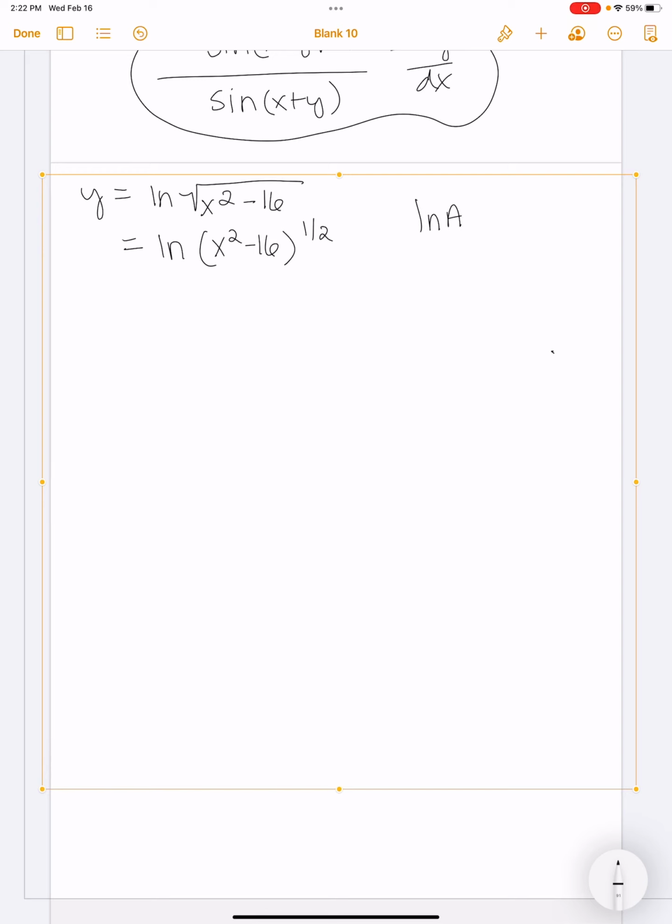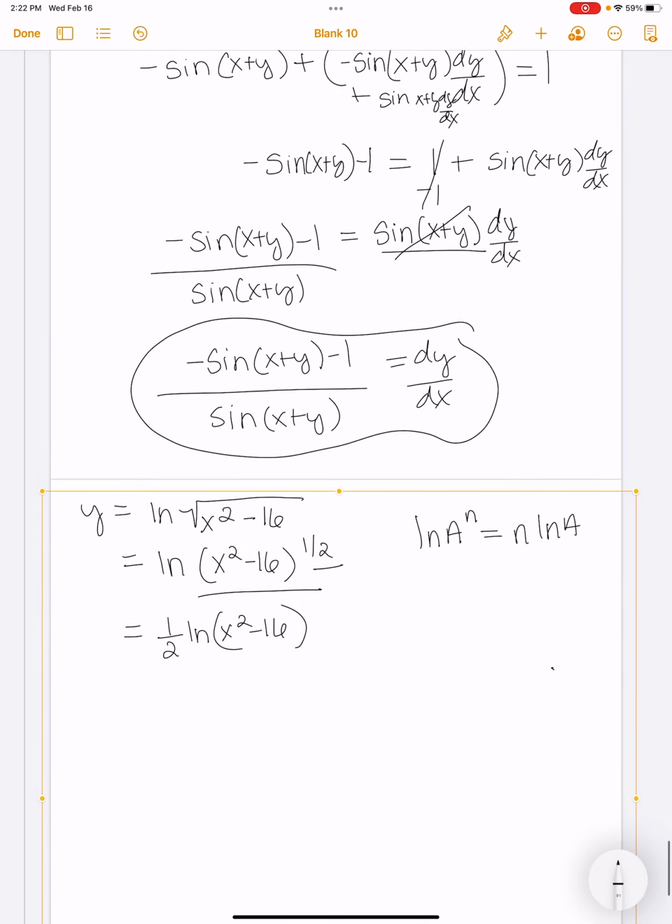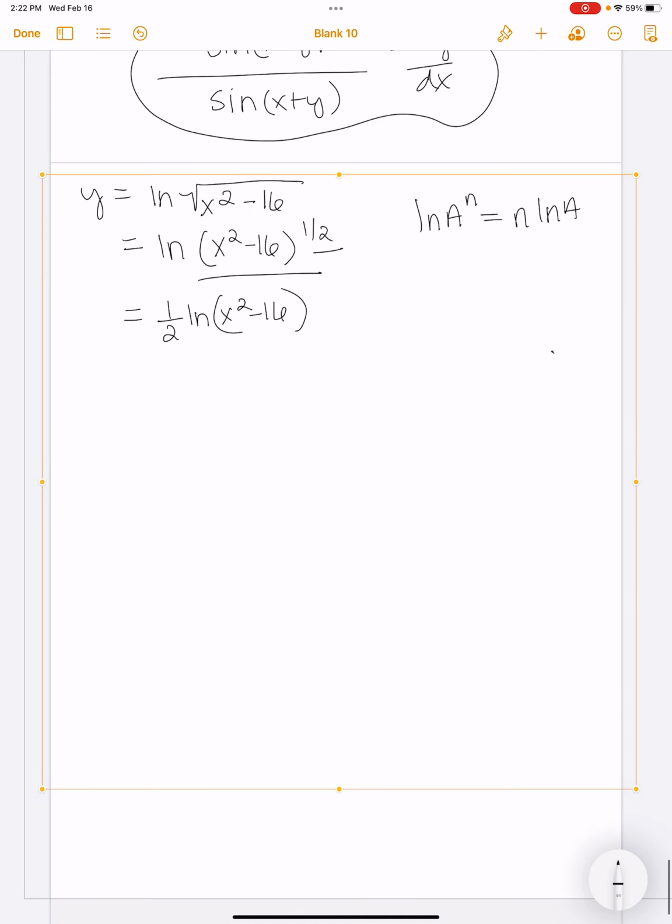Now, by the rules of logarithms, if I have an ln of something to a power, right, which is what this is, it's the ln of something, this would be a, and that would be the power, then I'm able to bring the power down and make that a multiplier. Okay, so that's what I'm about to do right now. So we're going to have 1/2 ln of x squared minus 16. I have not started taking the derivative yet, so I don't want to have this saying y prime, because that means I've already started taking the derivative, and I haven't. So now I'm going to start taking the derivative.